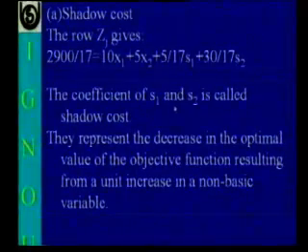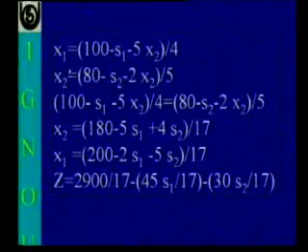Now the coefficients of s1 and s2 are called the shadow cost. They represent the decrease in the optimal value of the objective function resulting from a unit increase in a non-basic variable. Now we will calculate the value of x1, that is 100 minus s1 minus 5x2 divided by 4. If we see the first equation, we will simply put everything into the right hand side and get the value of x1 from the first constraint.